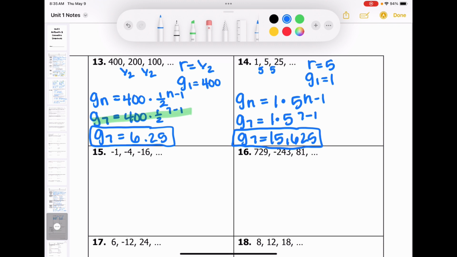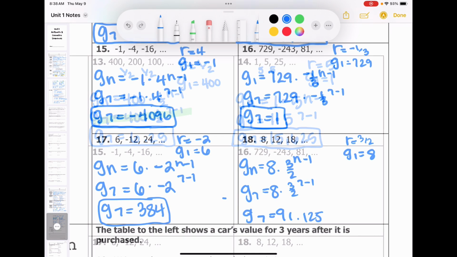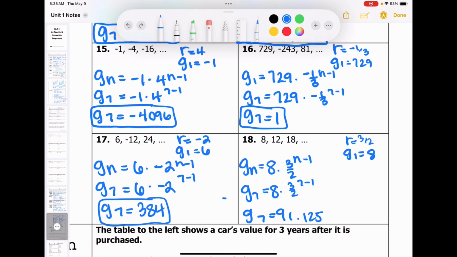All right, so I want you to try 15 through 18 on your own, and then come back and check your work. All right, there are your answers 15 through 18. Go ahead and check your work, and then if you got them wrong, look back at what I did to see if that helps.